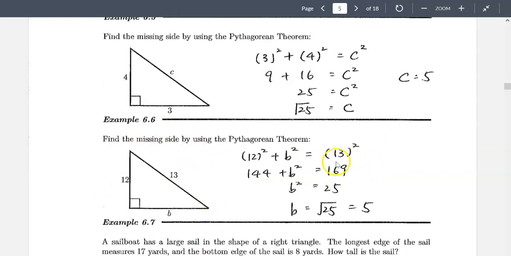Here's another, same question, but different sides are missing. This time you have the hypotenuse, the longest one, 13, is at the end, but you're missing one of the legs, which is right here. I'm going to put b here. So 12 squared plus b squared equals 13 squared.